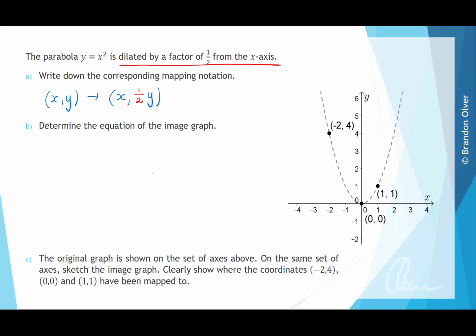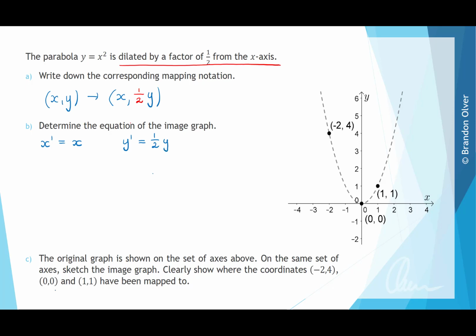And then for part B, we want to determine the equation of the image graph. So we start with our mapping notation and we generate two equations. The first one says that the transformed x values are just equal to x, and the second equation says the transformed y values are equal to 1/2 times y.